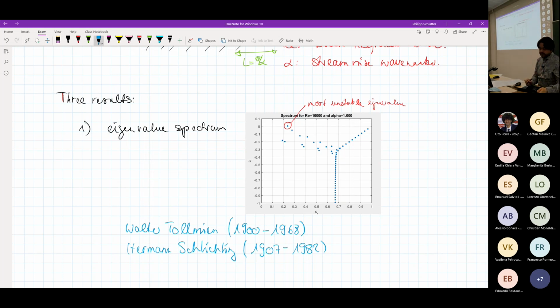But in honor of these two people, the most unstable eigenvalue, and in particular the flow structure that belongs to that, is called a Tollmien-Schlichting wave. Or, because Schlichting is a slightly difficult word to pronounce, it's also just called a TS wave. So whenever you talk about stability and you talk about a TS wave, you mean the most unstable eigenfunction from linear stability. That is a TS wave.